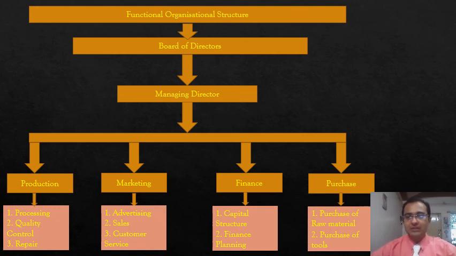Let's take an example of it, like the marketing department includes the advertising activity. Now, if it is an MNC, then in that advertising, they can have subdivisions, that is advertising in print media and advertising in electronic media. So, this structure can further be divided into subheadings also.